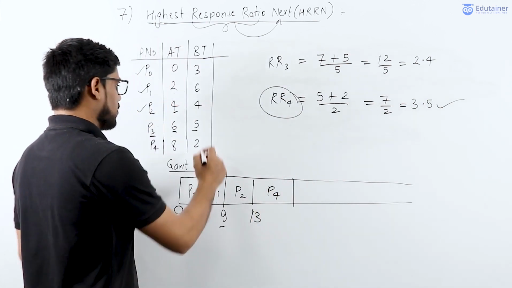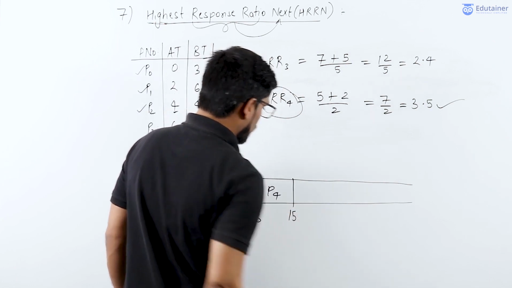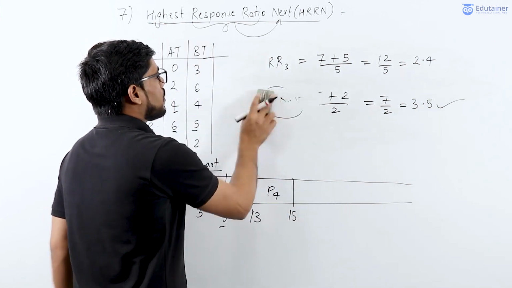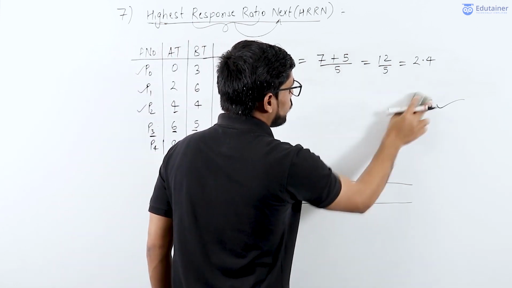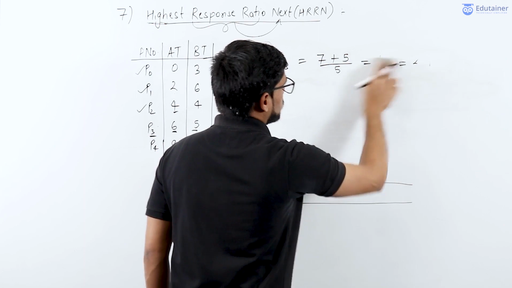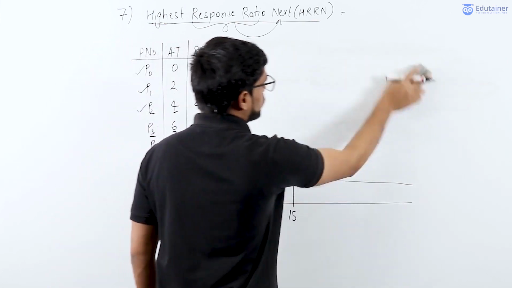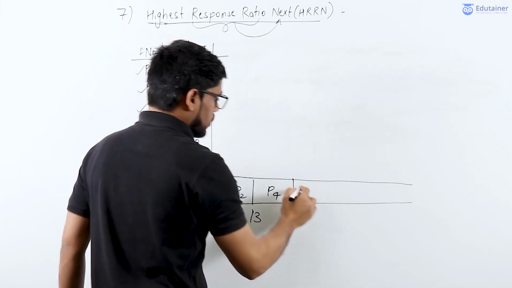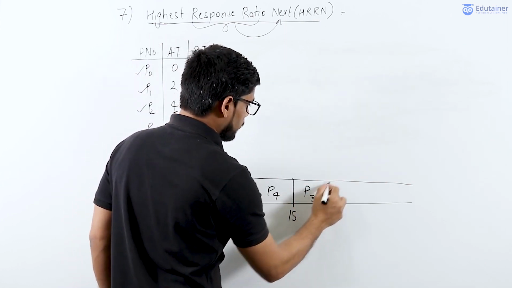And how much time does it require? It requires 2 units of time. So 13 plus 2 is 15. Now only process P3 is left. So there is no need to find the response ratio of process P3, because after all it is the last process to get scheduled by the CPU. So we will directly allocate CPU to the process P3.